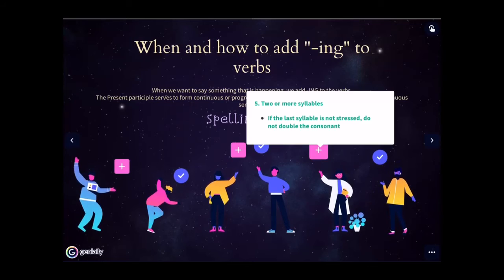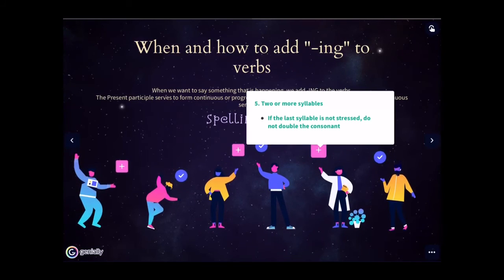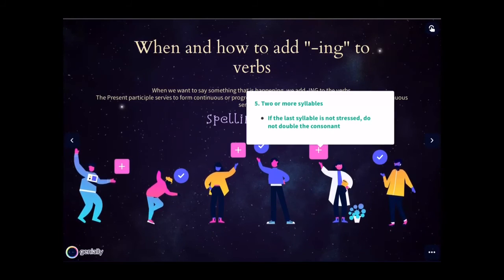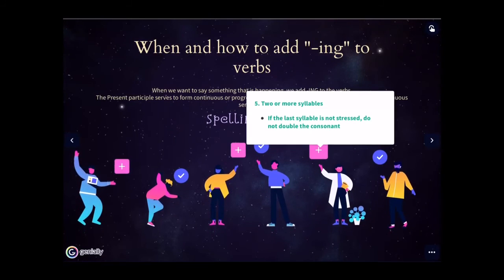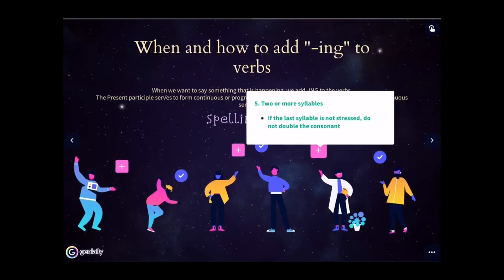The fifth rule. Verbs with two or more syllables. This is like the opposite to the last rule. Examples of this rule are happen becomes happening, visit to visiting, and remember to remembering. We use this rule when the last syllable is not stressed, so we don't double the consonant.